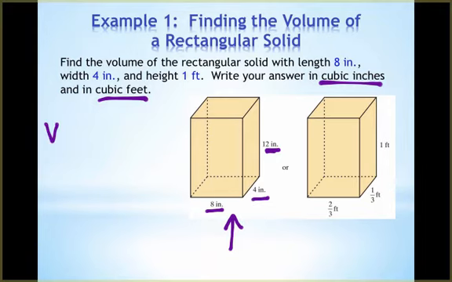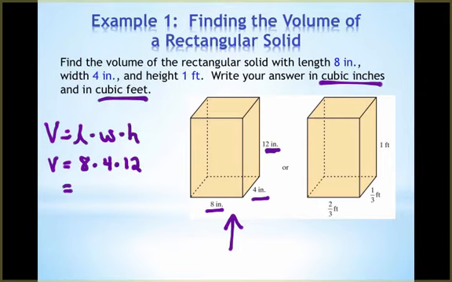So to find volume, we use length times width times height. But then we just take our length is 8 times our width is 4 times our height is 12, multiply all that together, and we end up with a total volume of 384 cubic inches. Now, for our second part to the problem, we're to do this in cubic feet.